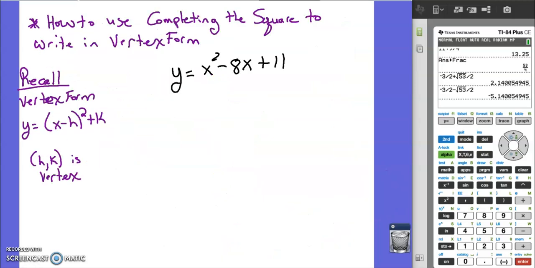Now, one last thing is how to use completing the square to actually write something in vertex form. So remember what vertex form is? We did vertex form a couple of sections ago. So if I want to write, this is standard form, y equals x squared minus 8x plus 11. But what if I want to get it into vertex form to actually find the vertex, to find the maximum height without using a graphing calculator to graph it whatsoever? Your very first step is to take the 11 over to the other side.